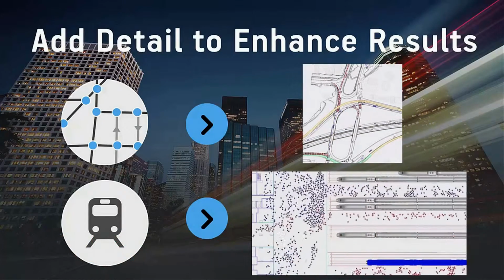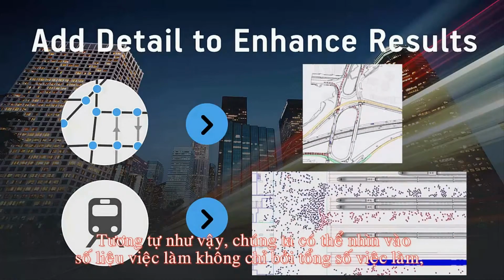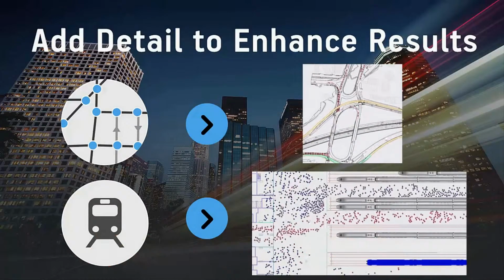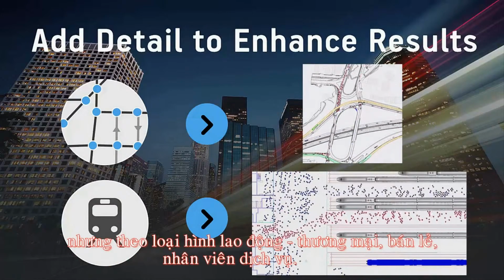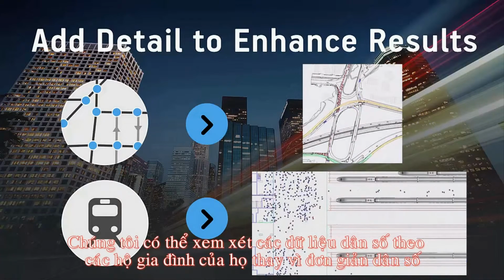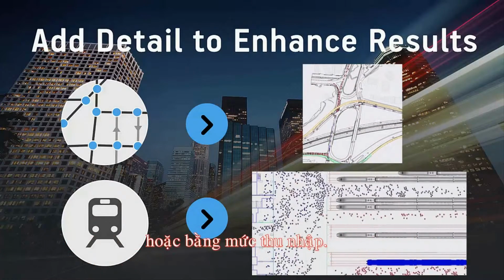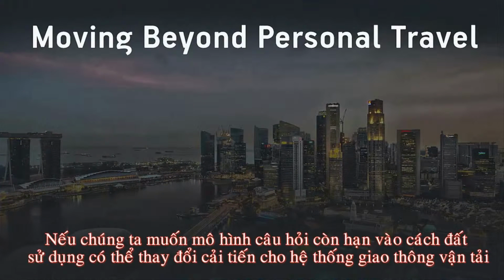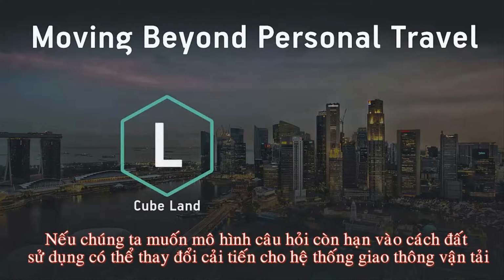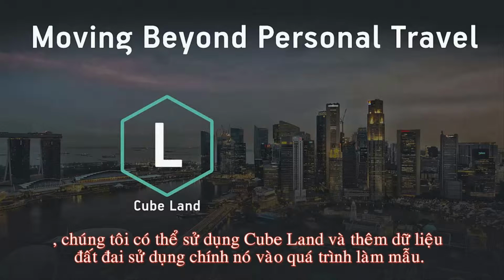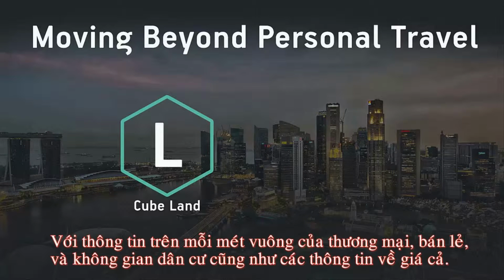Likewise, we may look at the employment data, not only by total employment, but by type of employment: commercial, retail, service workers. We could look at the population data by their households instead of simple population numbers. And the households themselves can be disaggregated into the number of households with access to specific numbers of vehicles, or by income level. If we want to model longer-term questions on how land uses may change given enhancements to the transportation system, we can use Cube Land and add land use data itself into the modeling process, with information on square footage of commercial, retail, and residential space, as well as information on pricing.